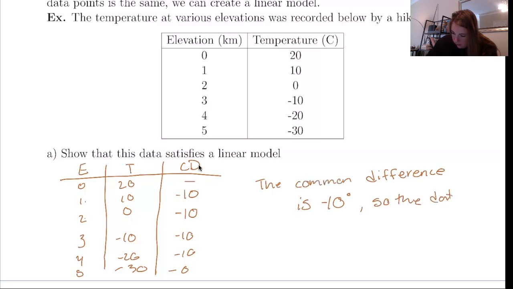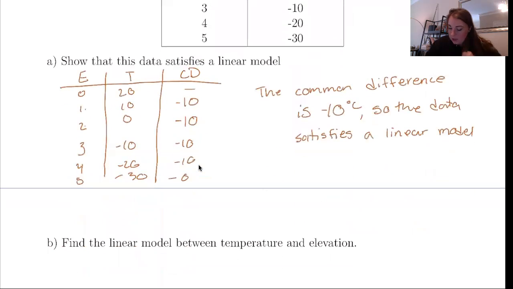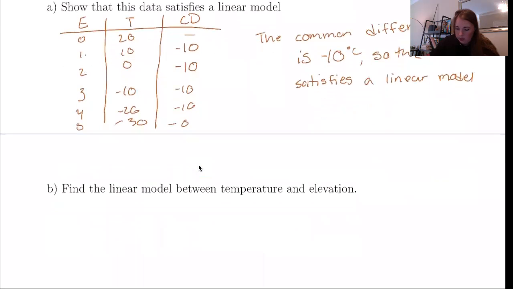So the data satisfies a linear model. Oh, degrees Celsius, right? We're answering a word problem, so we need to include our units. Okay, so now we're asked to find the linear model between temperature and elevation. Okay, cool. Good thing I wrote this chart again, so I don't have to scroll up.